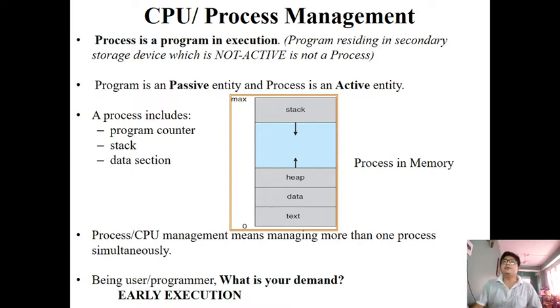So in short, we are looking for early execution of multiple processes, which can be executed simultaneously or in a time multiplex fashion. So I want maximum throughput in a given time frame. That's why we are trying to understand how the operating system will perform this process management, right?